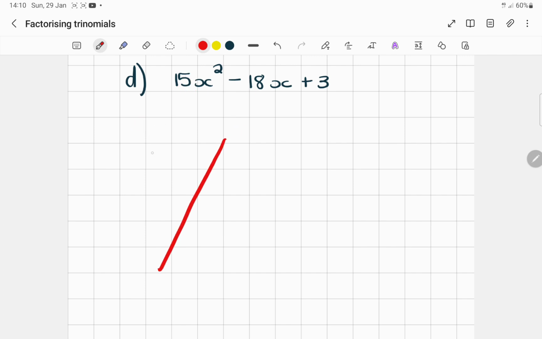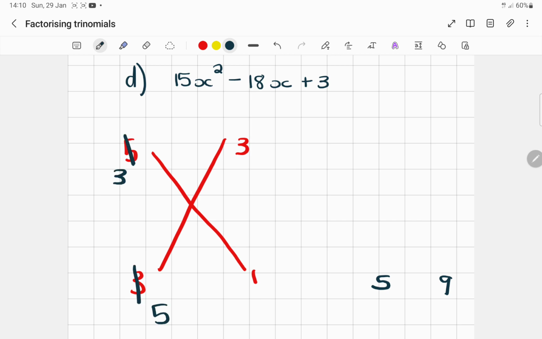Okay, so then again, crisscross method. 15 can either be 5 times 3, and 3 can be 3 times 1. I'm just going to go a little bit faster here. 5 times 1 gives me 5. 3 times 3 gives me 9. Is there somehow that I can get to 18? No. So all I'm going to do is swap these two. And 3 times 1 is 3. 5 times 3 is 15. Yes. Okay, so I know they're the same. They're both negative, so minus must go with both. And there's your two brackets.